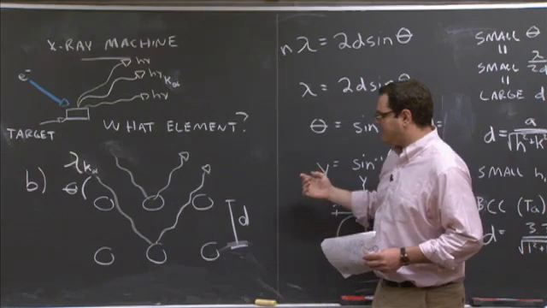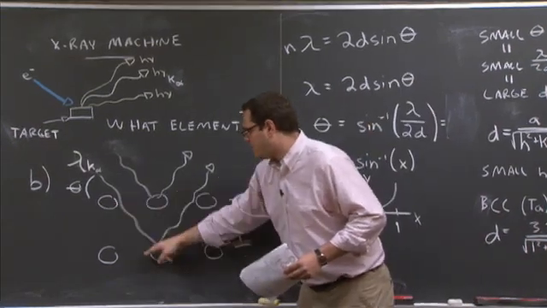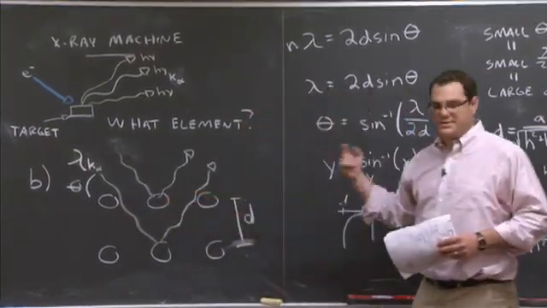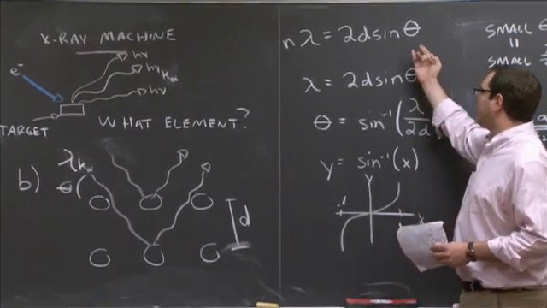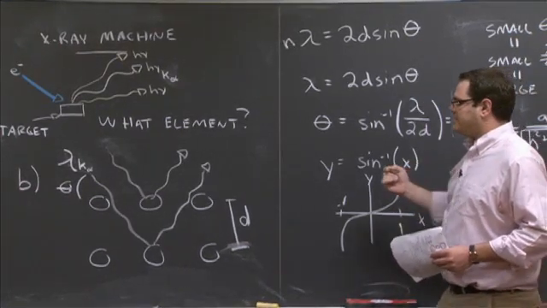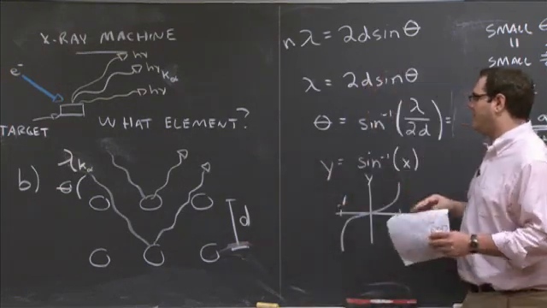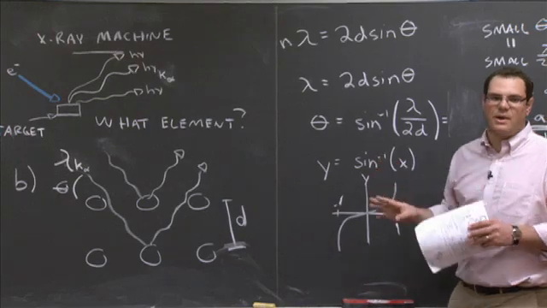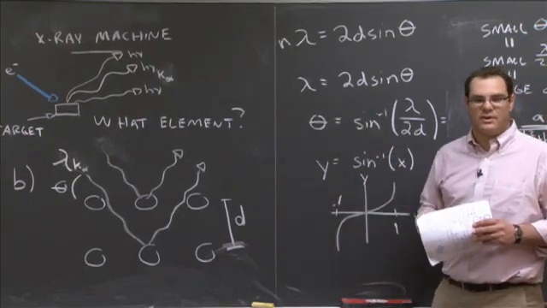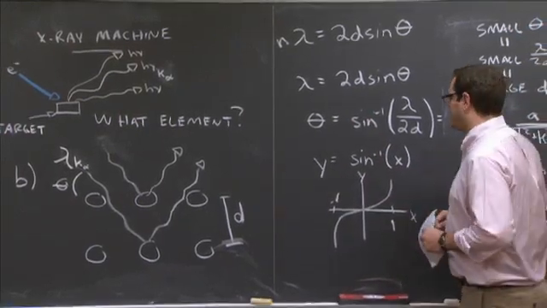The 2d is there because you need to come in and then come out again, so you're doing twice the distance between the planes. Theta is the angle at which you're incident on the material. And n is going to be your diffraction index. We're not going to worry about that in this class. We're going to assume it's 1 for this class and for this exam.